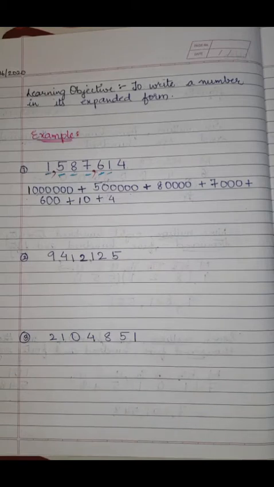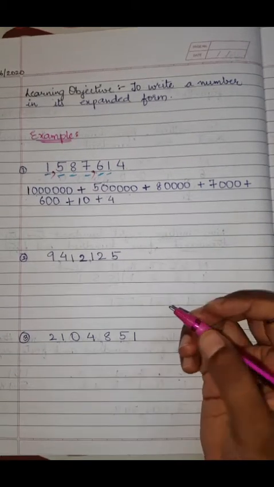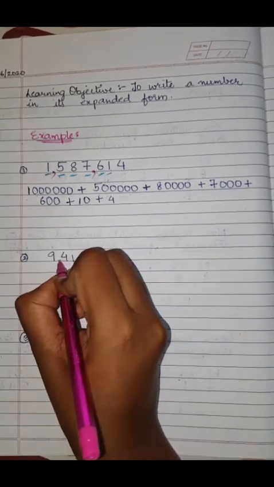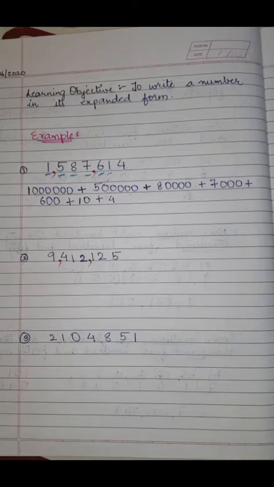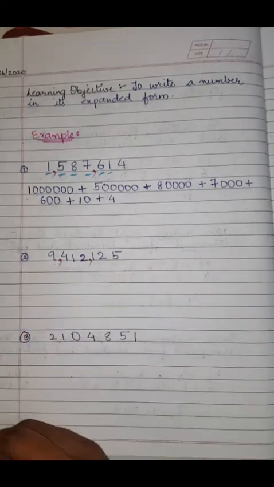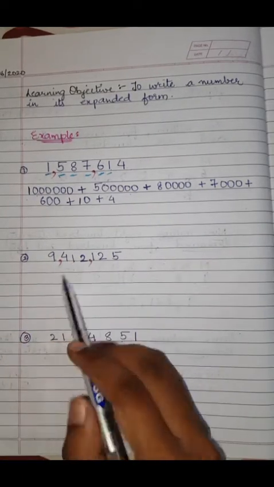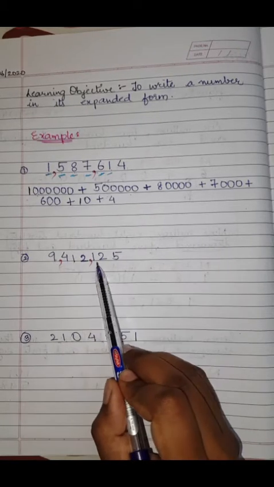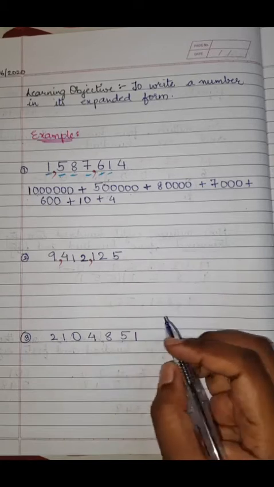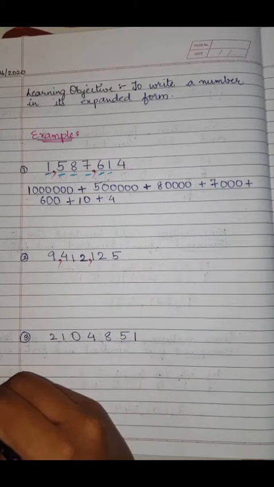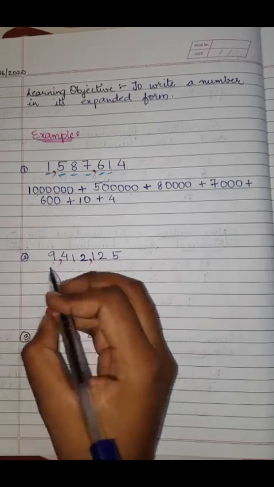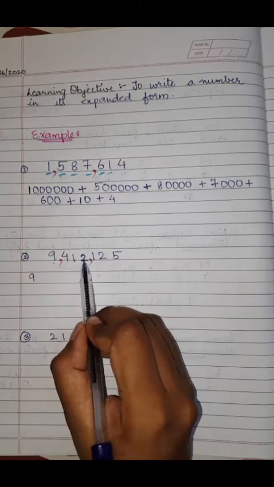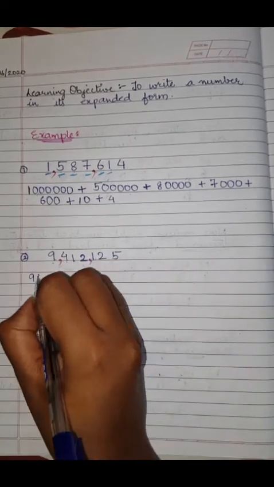Now look at this one. Again, in the same manner as before, we'll put our commas first. So 1, 2, 3, 1, 2, 3. Our first digit is 9. Now, what is this number in words? This is 9,412,125. Now, writing this in its expanded form, you will start with the first digit, that is 9. How many zeros after 9? 1, 2, 3, 4, 5, 6 zeros.